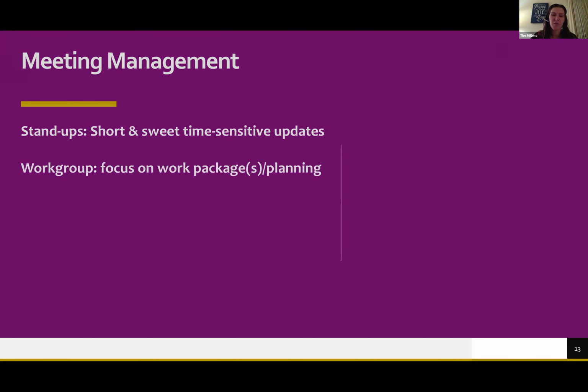Work group meetings are focused on work packages or planning of work packages. So this might be just my technical team and we might be working through a technical issue. It might not even be me. It might just be my technical team and they're going to report back to me as to what happened. But those meetings are going to be very focused on a specific topic or plan.